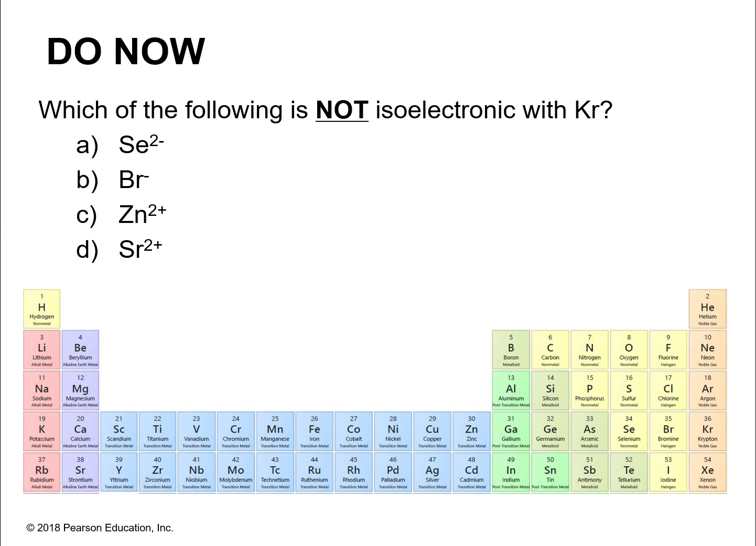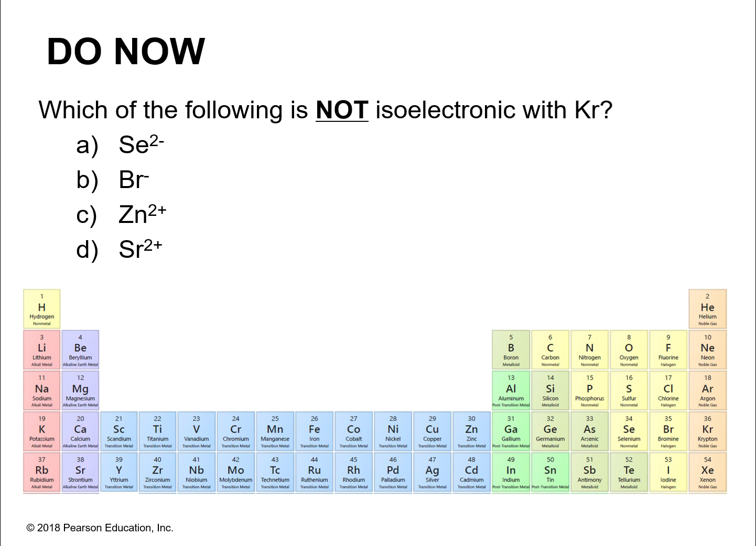Good afternoon, everybody. Hopefully you had a chance to start the do now. This is a reach back to chapter 5, which we were working on last week. We were doing all of the ions and writing the electron configurations, using the noble gas configuration, all that kind of good stuff.